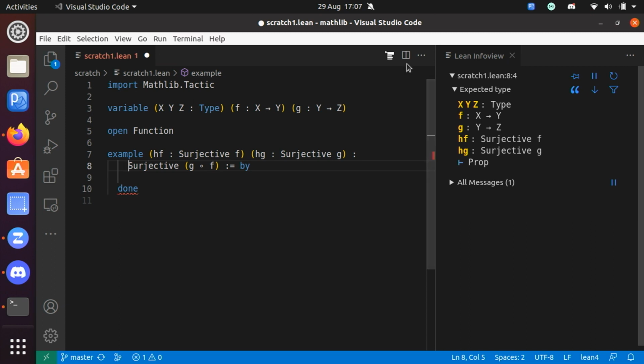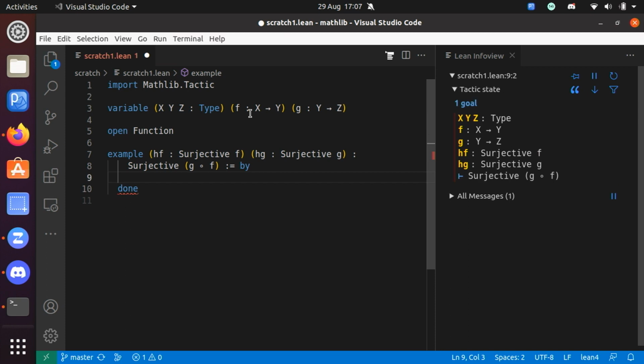So x, y, and z are sets. f and g are functions. And then the claim is, if we have the hypothesis that f is surjective and the hypothesis that g is surjective, then after this colon we have the conclusion, and the conclusion is that g composed with f is surjective. If I asked you to prove this on pencil and paper, I suspect that essentially all of you would be able to write down a proof on paper.